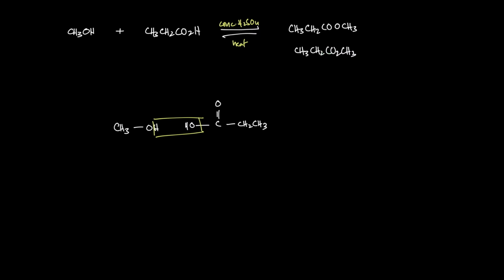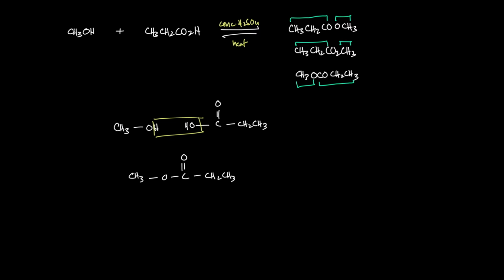And what if I wrote it the other way around? What if I wanted to write the alcohol part first? It will be CH3O, CO, and then CH2CH3. So you can also say CH3OCOCH2CH3. What do we have here? We have a 3-carbon acid and a 1-carbon alcohol. The CO is from the 3-carbon acid.